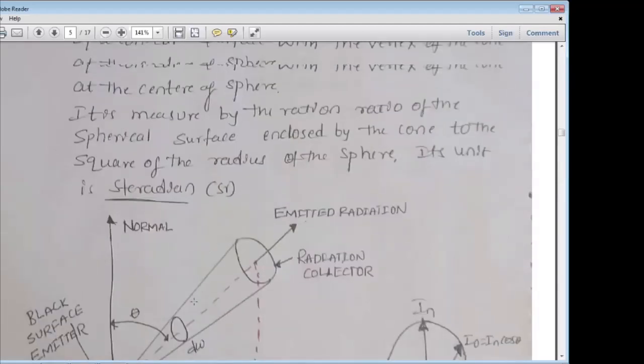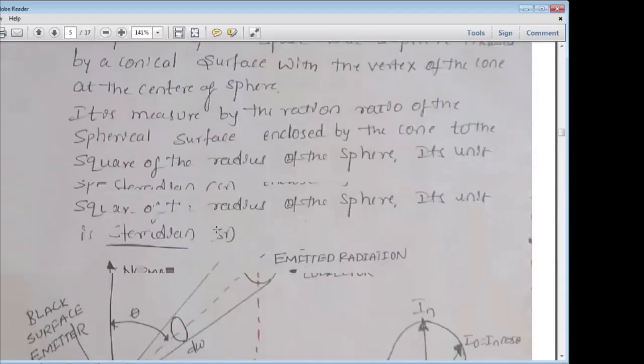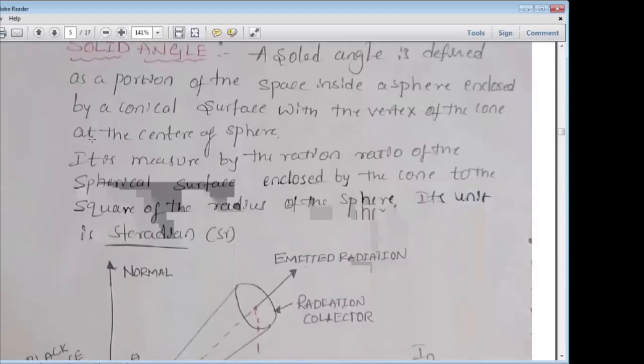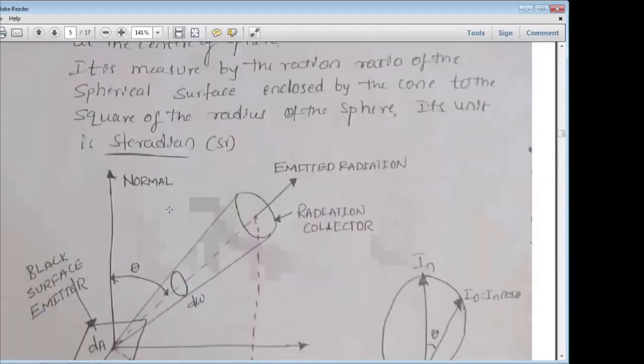So that means enclosed by the conical surface, with the vertex of the cone at the center of the sphere. It is a measure of the ratio of the spherical surface enclosed by the cone to the square of the radius of the sphere.